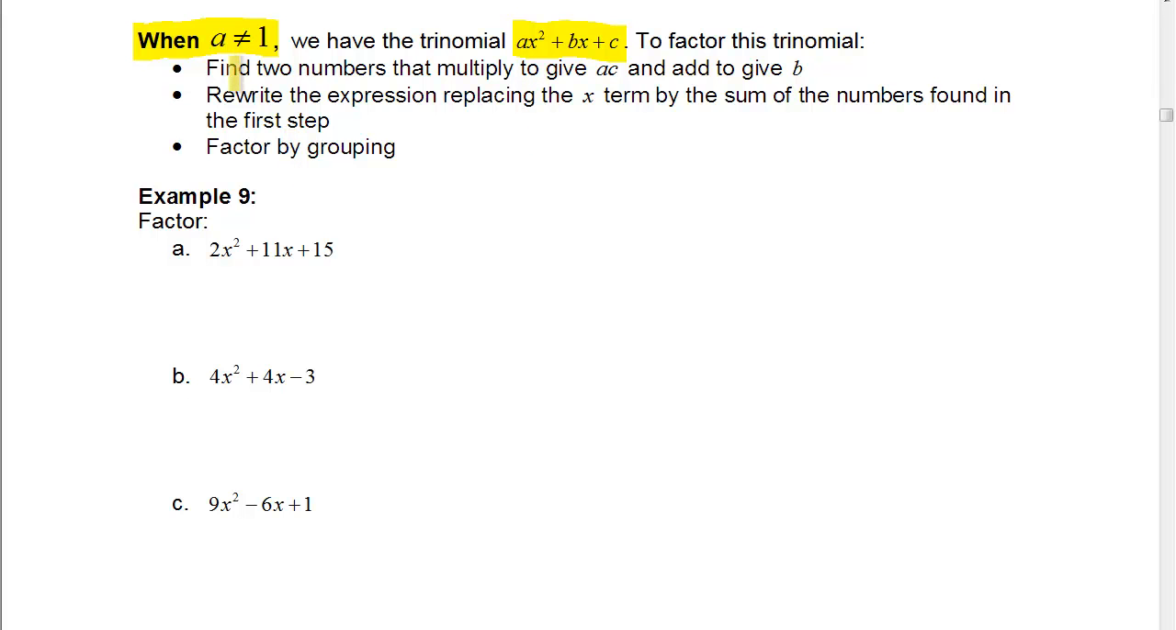So what we're going to do is find two numbers that multiply to give a times c. Previously we just had to multiply to give c, but now we have to multiply to get the product of a and c. They still have to add to give b. Now we are going to rewrite the expression by changing the x term to the sum of whatever we found in the first step. Then we're going to factor by grouping.